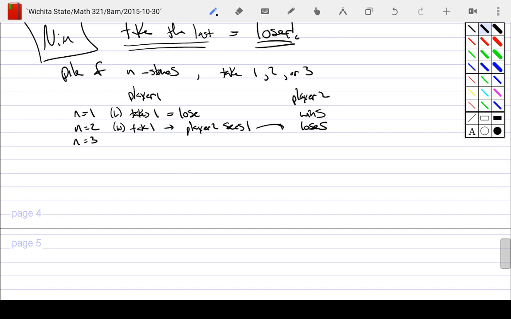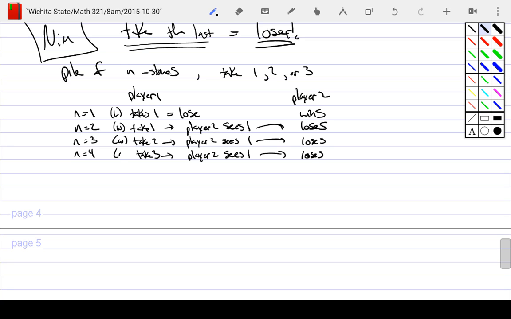All right, N equals 3. Player 1's going to take 2. I'm going to take 2. Player 2 sees a 1. He loses. This is another win column for me. N equals 4. Take 3. Player 2 sees 1. He loses. This is a win. Boy, it looks like it might just be wins all the way down.